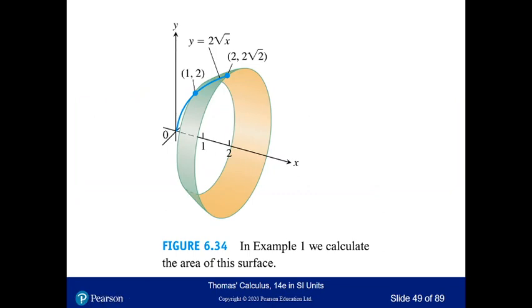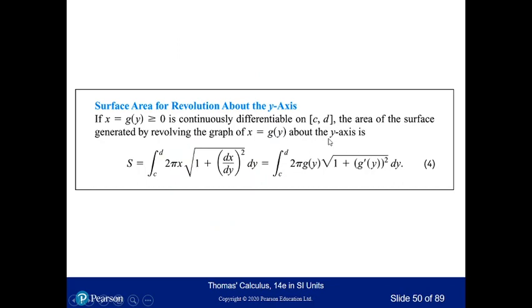Okay, let's look at the example here. We have a curve which is y equals 2 square root of x. We take this curve, we rotate it around x, and we get such a surface. And we are interested in finding the area of this surface. So how are we going to do that? Surface area is equal to the integral from 1 to 2 of 2 pi f of x. Okay, 2 pi f of x is 2 pi times 2 square root of x, and then square root of 1 plus the derivative of y squared, times dx. Okay, that's it.